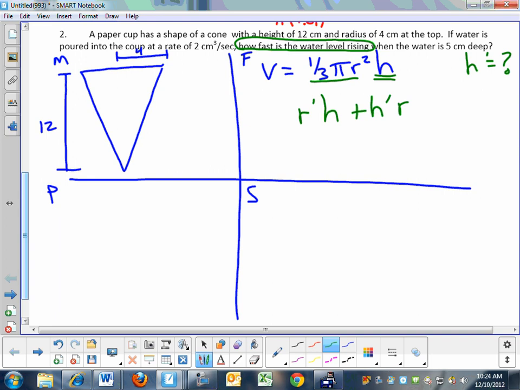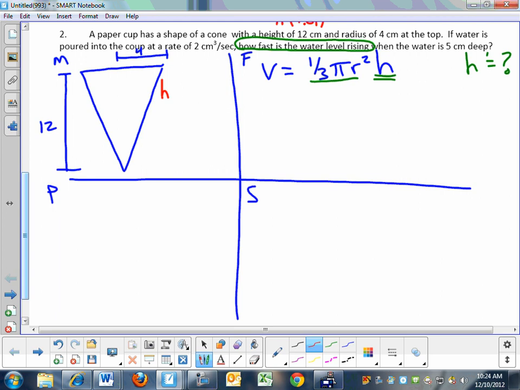I can figure out what the current radius is. I can figure out what the current height is. It's 5. But I can't figure out the current rate of change of the radius. So if you go about this method, you will not arrive at the correct answer because you can't figure out r prime. So therefore, I have to get rid of a variable. Do we want this in terms of r or do we want it in terms of h? We want it in terms of h because we're trying to find h prime. So I need to write a relationship, and the relationship is namely this.